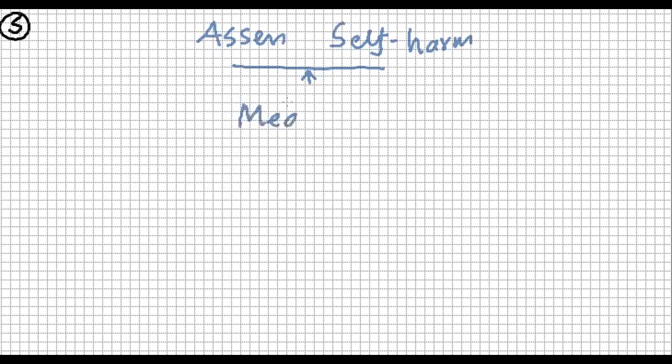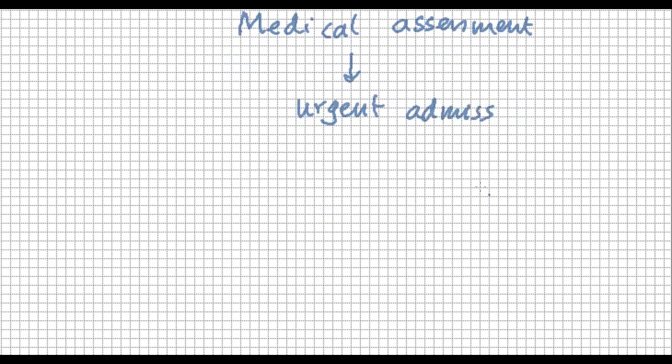We have a medical assessment, and this medical assessment is done to identify any serious disorder that might need medical treatment. Maybe she has bled a lot, and that's why she needs admission, treatment to repair her wounds, and blood transfusion. So that would require an urgent medical admission. After urgent admission, we give the medical treatment.